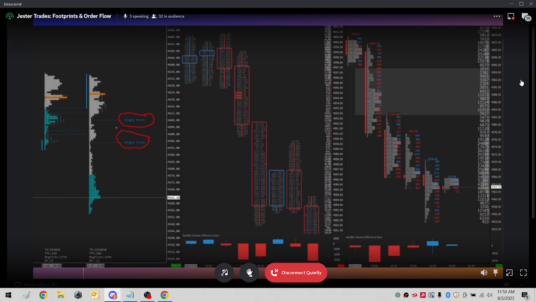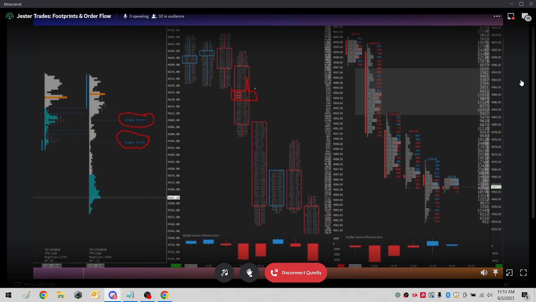But as far as this footprint in the middle, the little three bars that we have highlighted, that was a stacked imbalance. It shows 3 levels in a row with I have it set for 300% or more. And so it was right after we broke down below that spot, which was right near 96, I think it is. Yeah, should be near 96.